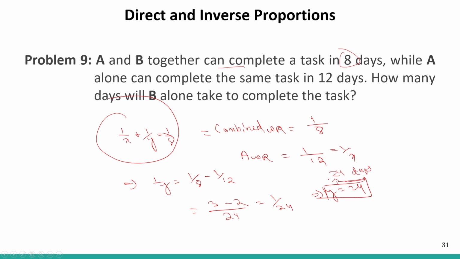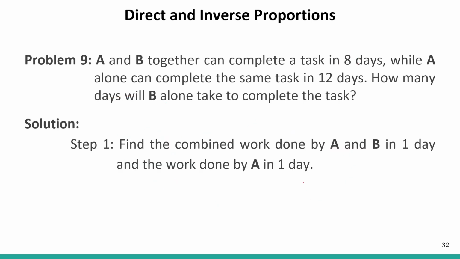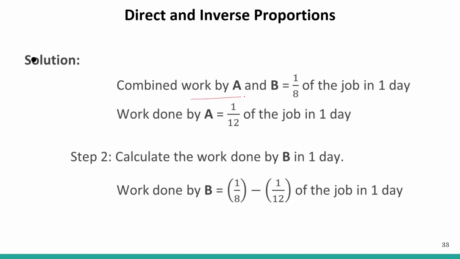So this can only be solved by this traditional method, calculating the work rate and then using the equations to solve it algebraically and arrive at the conclusion. So let's go forward and see the step-by-step solution. Find the combined work done by A and B in 1 day and the work done by A in 1 day.